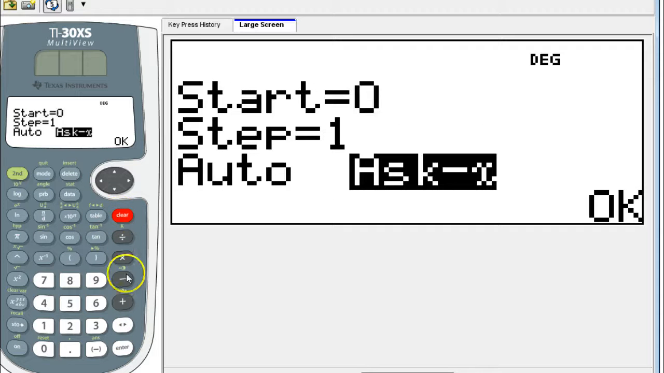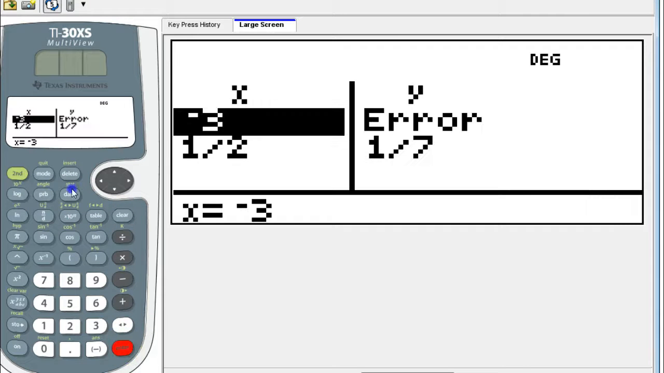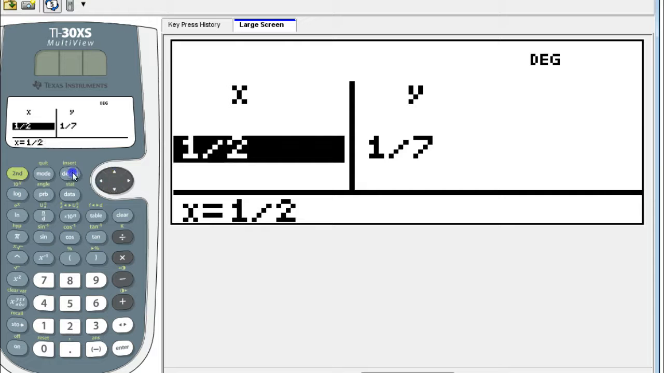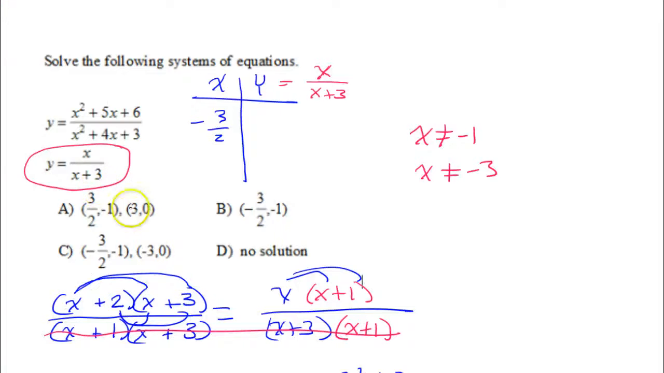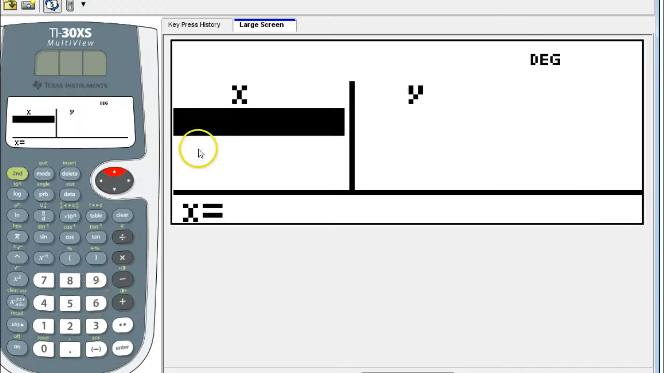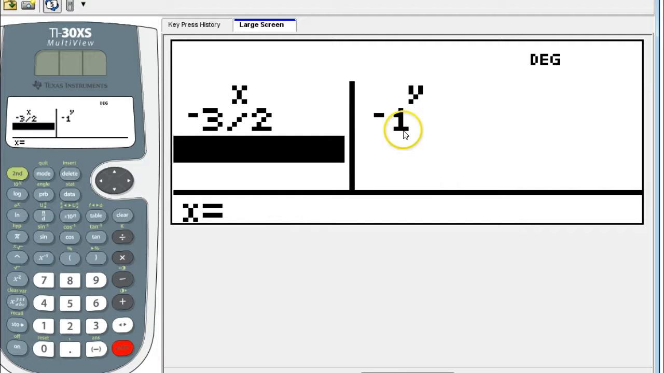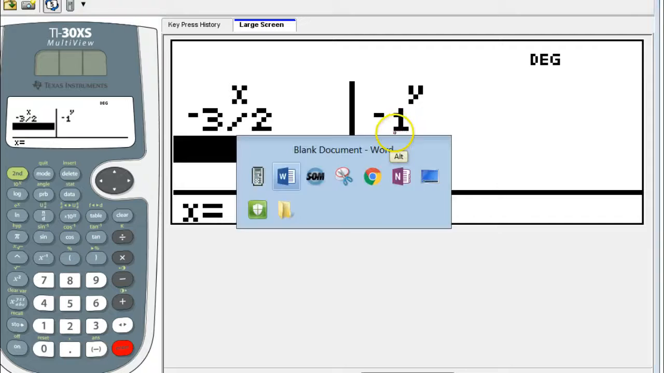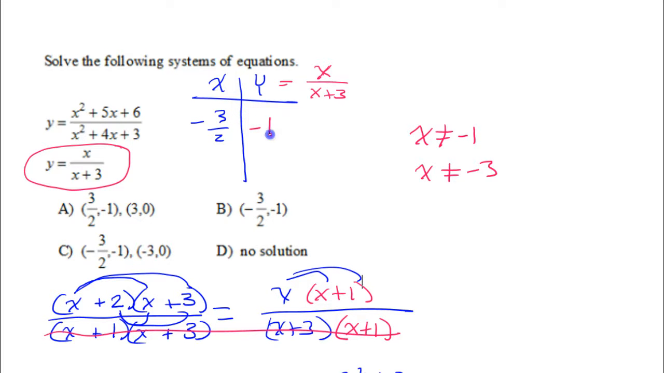Okay, whoops. I meant to delete. Now, I want to evaluate the function at x equals negative 3 over 2. So I can just type in negative 3 over 2 like this. Bam! I get the y value that goes with it. So that is negative 3 over 2 comma negative 1. So that means the answer is right here. It is B.